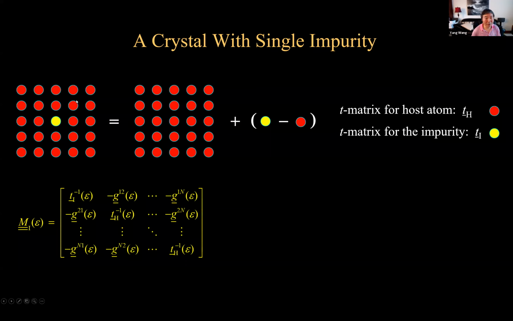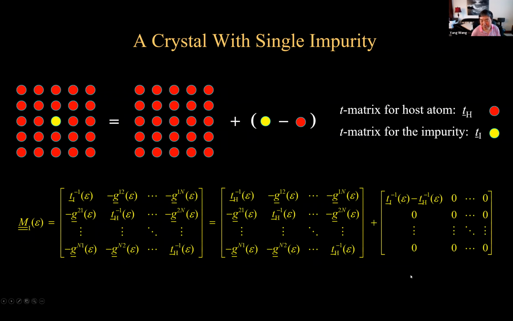And then what I do is look at this picture. So this embedding case, this impurity surrounded by host atoms, can be broken into two pieces. One piece is everybody is a host atom, plus the impurity atom minus the host. What that means in terms of the M matrix is I'm doing the following. I'm not breaking the algebra. It's the same thing. You add these two terms together, you recover this M matrix, right? So this picture reflects the fact that I break the M matrix into two pieces.